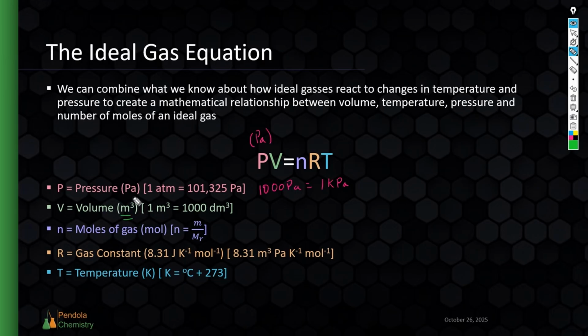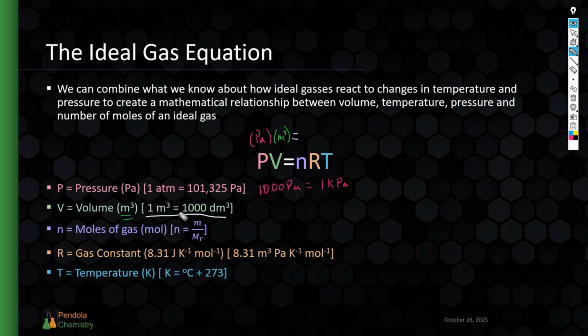Volume is not in cubic decimeters, and this is something you need to be aware of. Volume for the ideal gas law is in meters cubed. So anytime we put volume into this equation, it needs to be in meters cubed, not cubic decimeters. We have the conversion between those two, which is that 1 cubic meter is equal to 1,000 cubic decimeters.